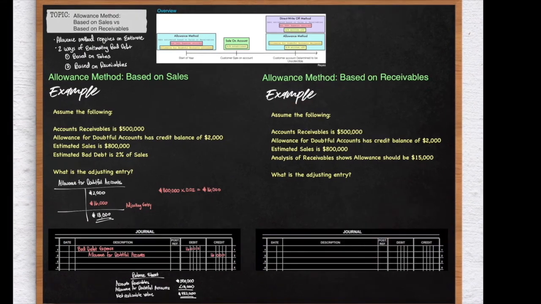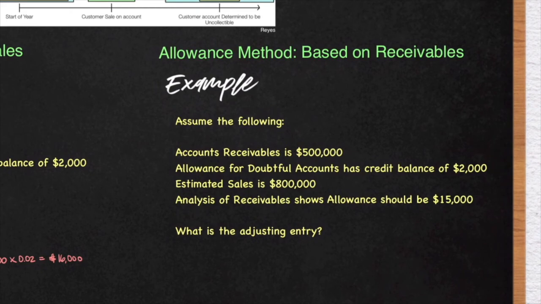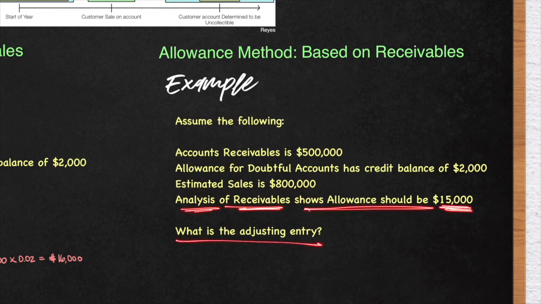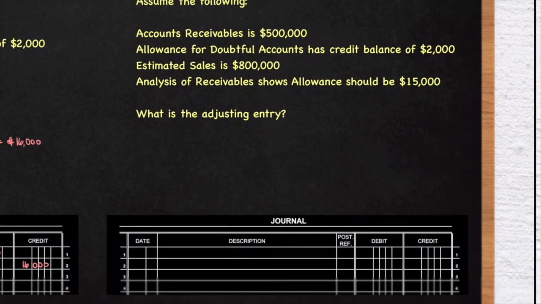Now let's do the same problem, but instead of basing it on sales, we're going to base it off receivables. So it's the same. Accounts receivables 500,000. The allowance for doubtful accounts has a credit of $2,000. Estimated sales is 800,000. Here's a new fun fact here. An analysis of receivables shows the allowance for doubtful accounts should be $15,000. What is the adjusting entry?